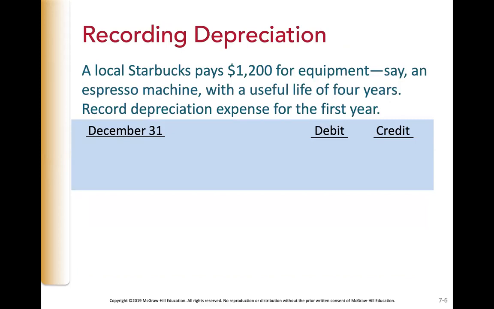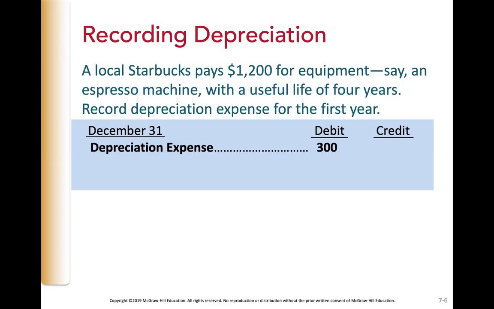A local Starbucks pays $1,200 for equipment with a useful life of 4 years. Record depreciation expense in the first year. We'll think back to the adjusting journal entry for recording depreciation. If we have a cost of $1,200 and it's going to be useful for 4 years, then we record depreciation of $300 a year. Remember, the debit is to depreciation expense on the income statement.